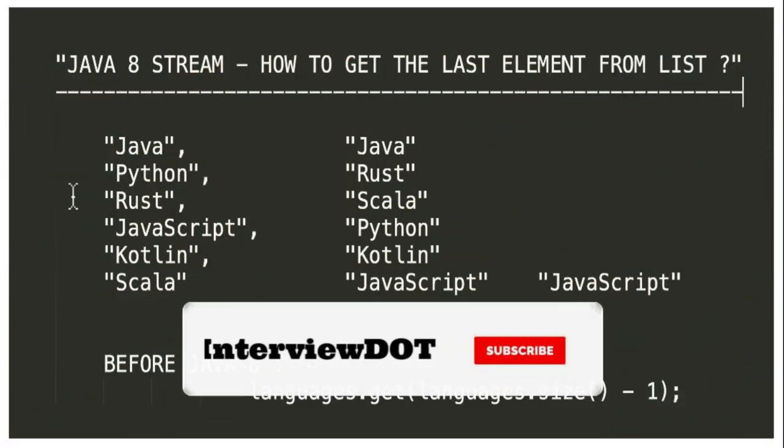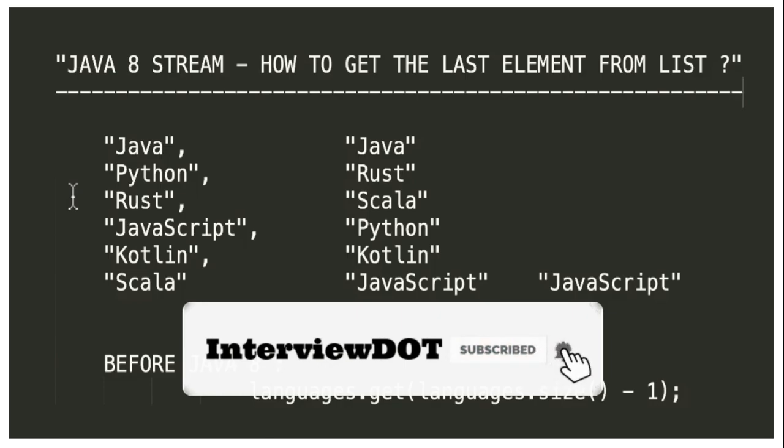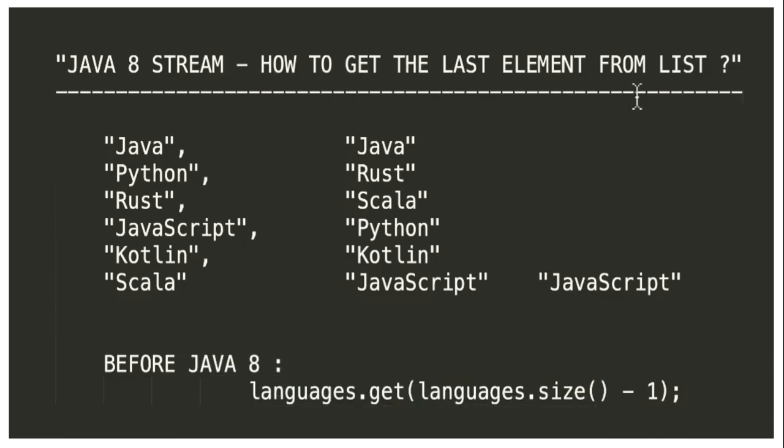Hi friends, in this video I'm going to write a small Java program using Java 8 syntax. How to get the last element from a list? Say for example I have a list of strings, so I sort them based on their length, and finally I need to find out the last element from this list.